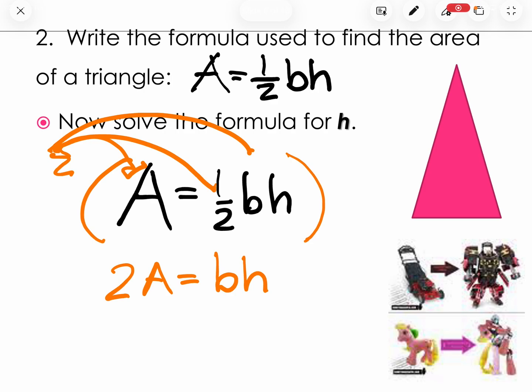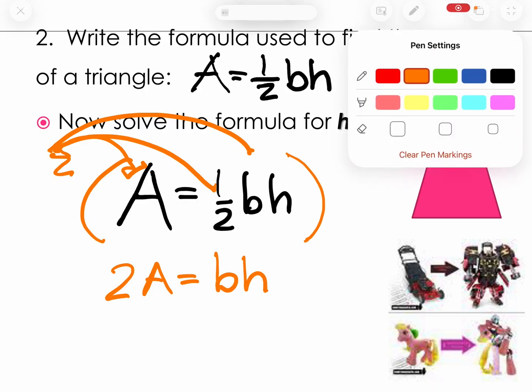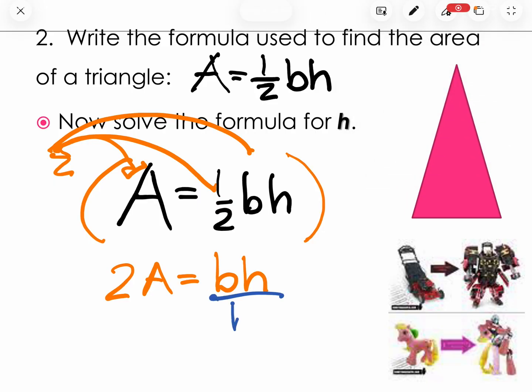Have I solved it for H now? Now I undid the fraction. Now I need to undo the multiplication. How do I undo that multiplication of B? Divide by B. Final answer. And I always write my variable first, but if you don't, it's okay. H equals 2 capital A over lowercase b.